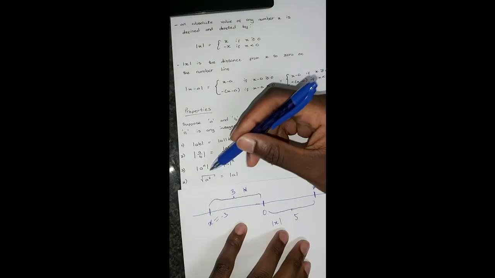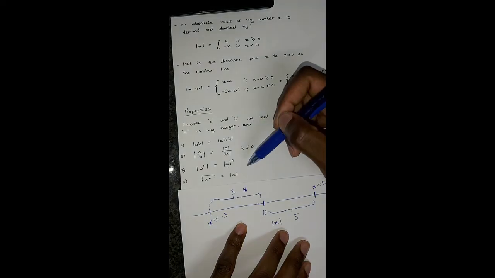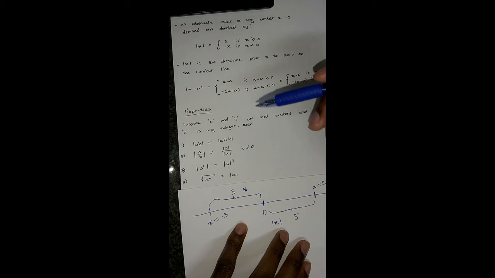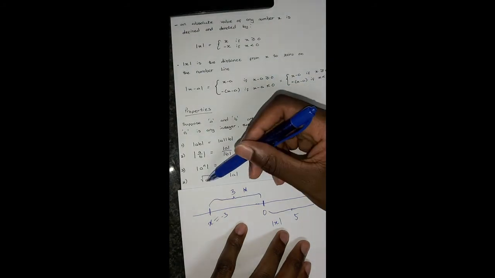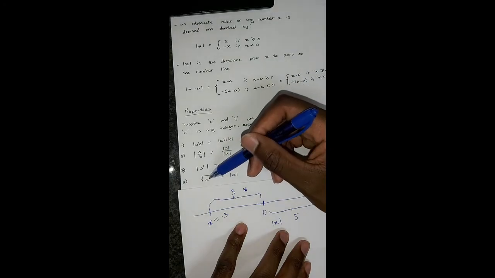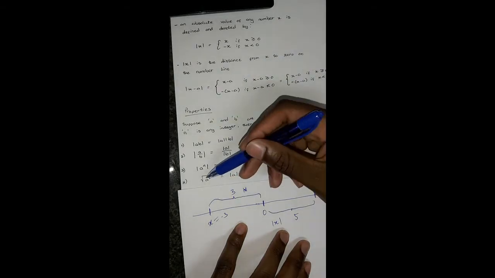Okay, and the square root of a squared is equal to modulus of a, because over here your a, whether it be a negative number or a positive number, is always going to be positive due to this square, and then you get the root of that, so that it becomes only positive a.